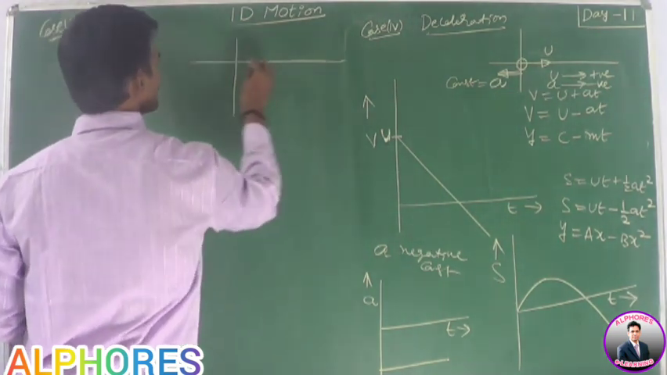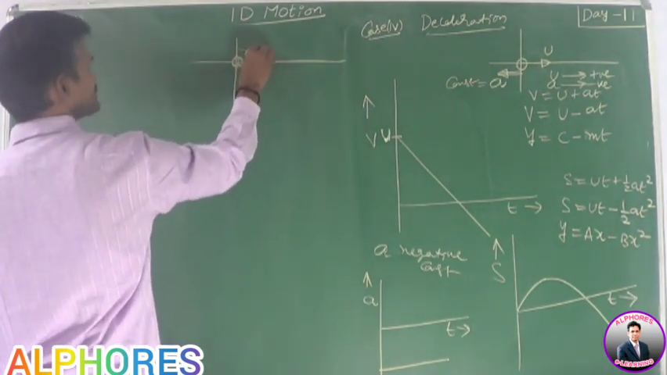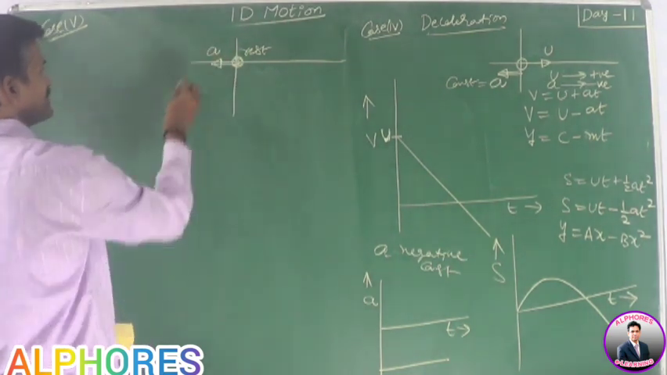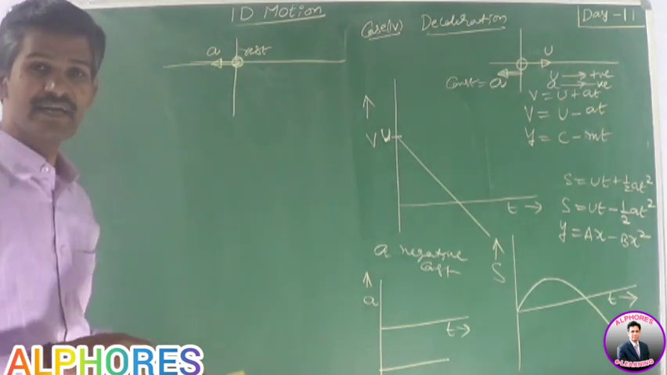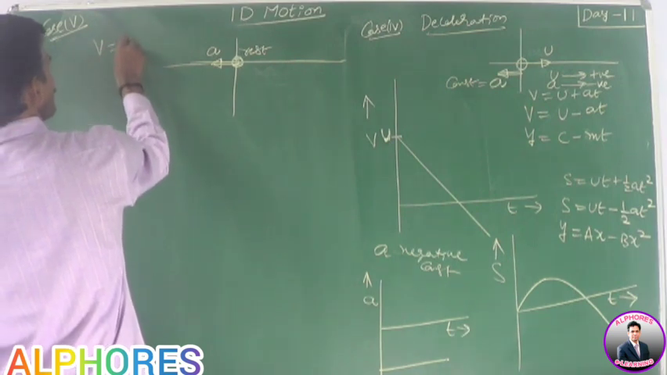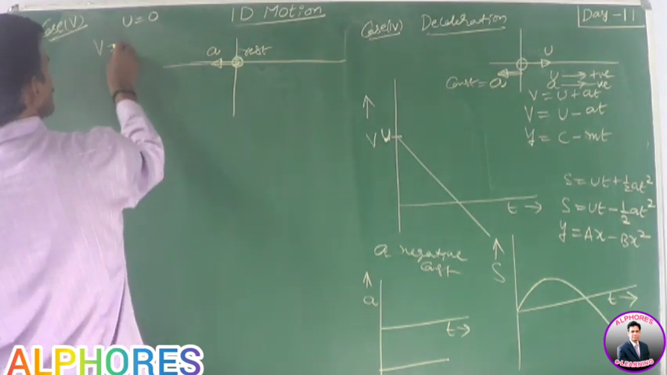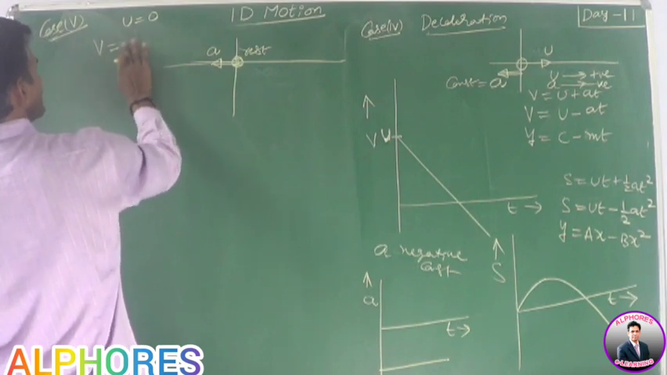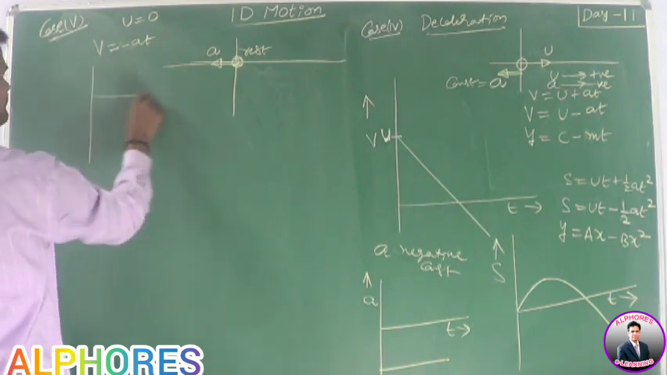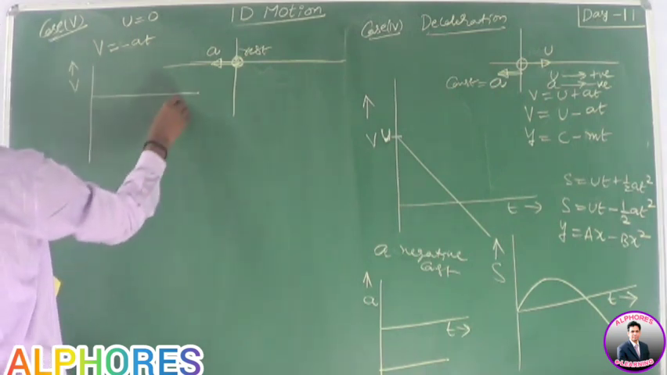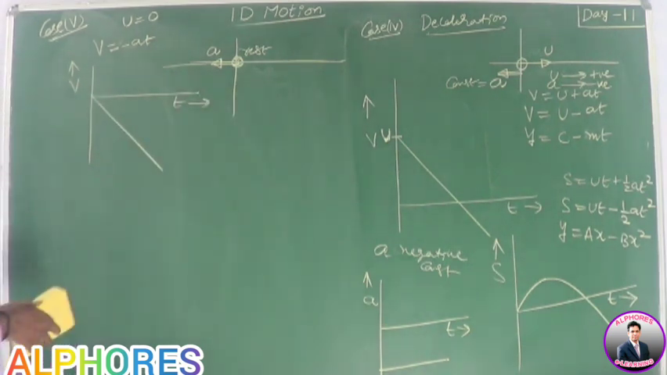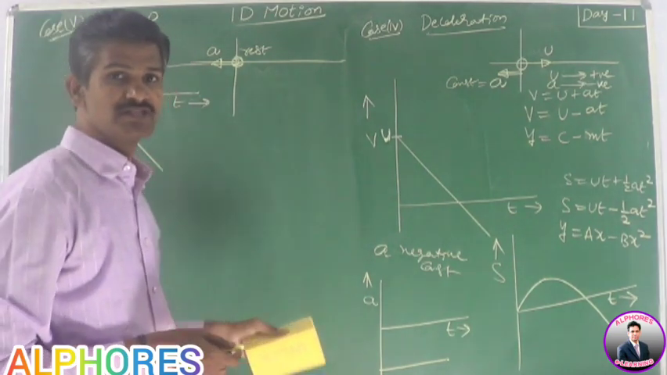Suppose the body has a negative acceleration and initial velocity 0. How to draw the two graphs? This is the acceleration and it is acting in the negative direction. In such a case, our equation v is equal to u plus at, where u is 0, so v equals minus at. In such cases, if this is velocity and this is time, the velocity time graph is a straight line with a negative slope.